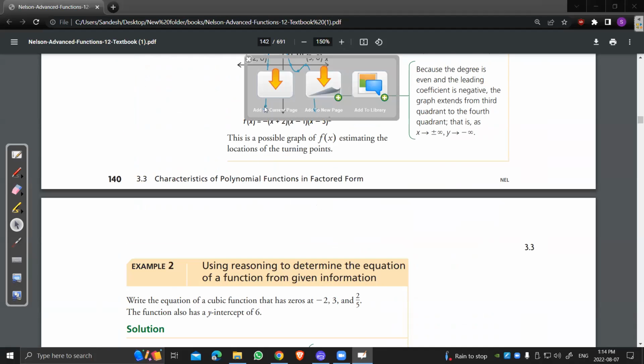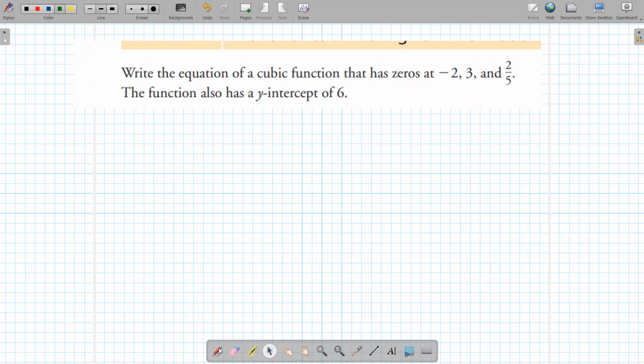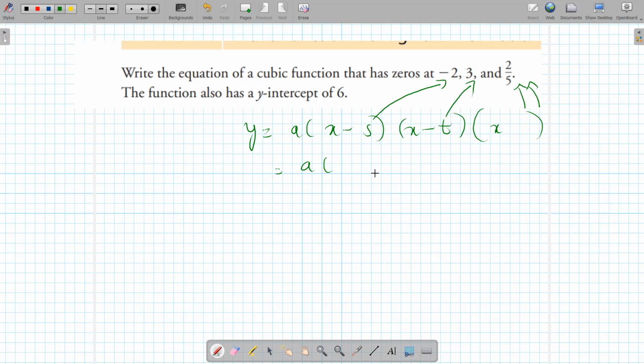We may have done this yesterday, but let's just quickly recap on how to do this. Write the equation of a cubic function that has zeros -2. And again, very simple, right? It's going to be a(x minus s)(x minus t), but then this fraction is going to give us something x minus something, okay? Look at this. What's s? S is -2, okay? So what does this bracket turn into? Replace that s with -2. x plus 2. Right. What about the x minus t? What does that turn into? x minus 3.